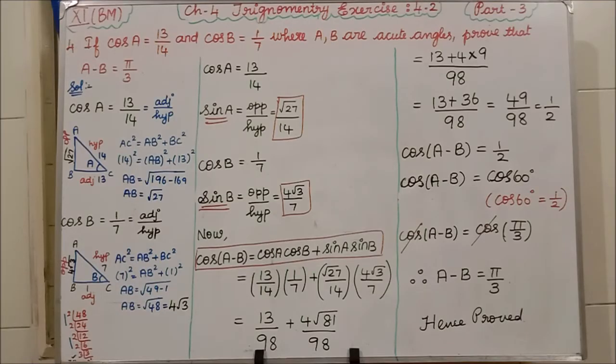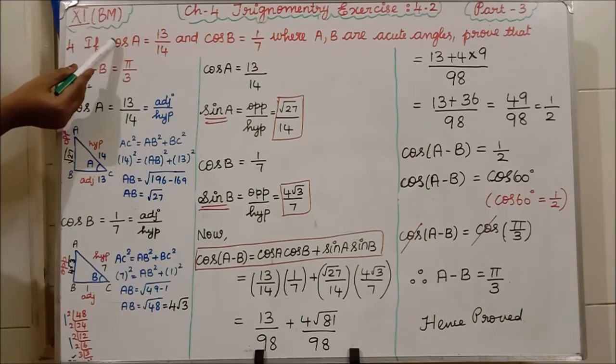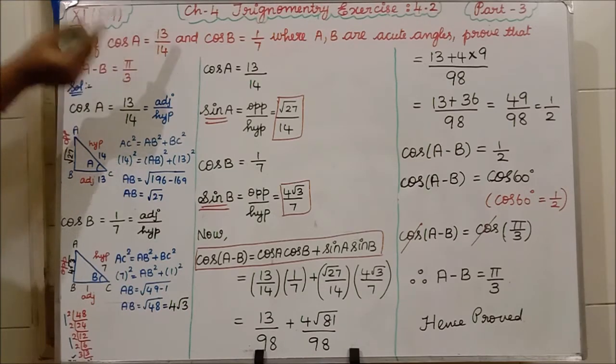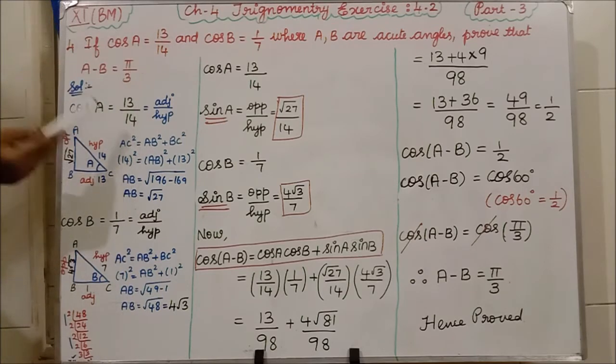So next 4.2, we'll see the fourth question. See, if cos A equal to 13 by 14, cos B equal to 1 by 7, where A, B are acute angles. Prove that A minus B is equal to pi by 3, we have to prove. Clear students? Now see what is given in the question. Cos A equal to 13 by 14. With that we will find the values. I am going to start the solution.